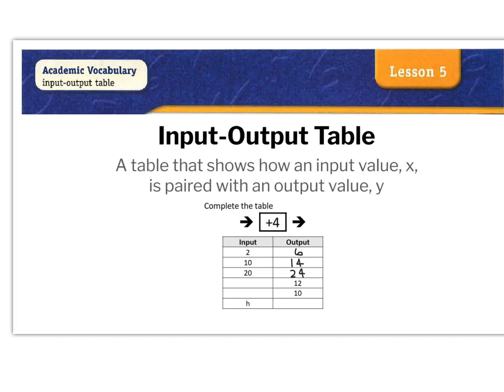Here you have to kind of go backwards. So you got to think, what do I add to 4 to get 12? We add 8. What do I add to 4 to get 10? 6. And then h would be the variable, and the output is h plus 4.